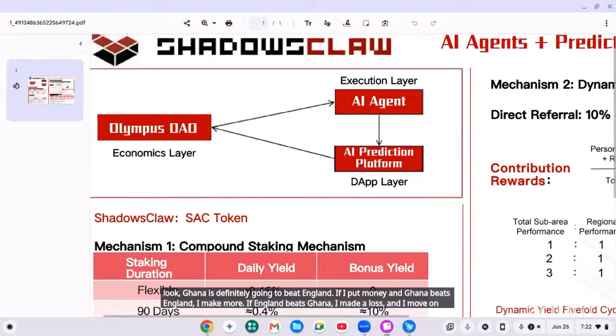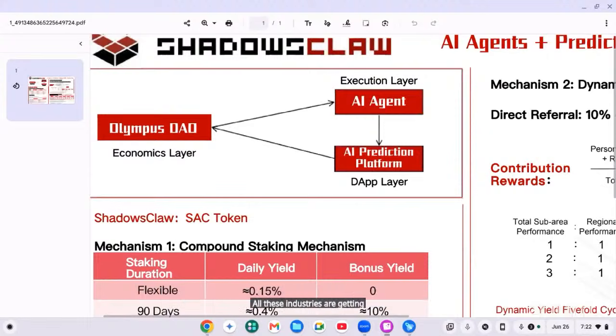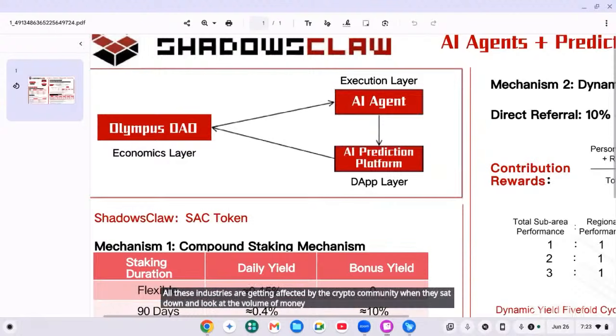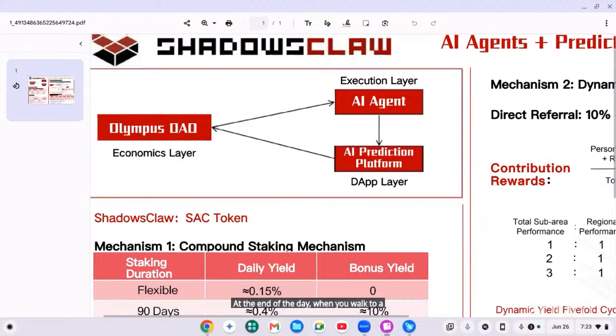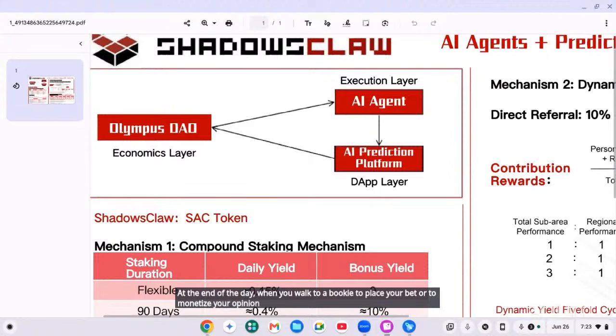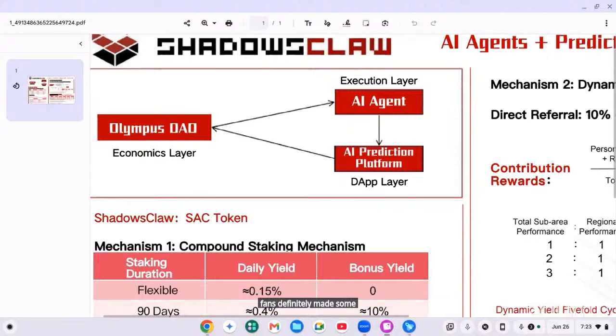All these industries are getting affected by the crypto community when they sat down and looked at the volume of money that goes into these people. At the end of the day, when you walk to a bookie to place your bet or to monetize your opinion, whether your opinion comes through or not, these firms definitely make some cut off your spread, or they make some margins of whatever you stake. Whether you win or you lose, they always made their cut.